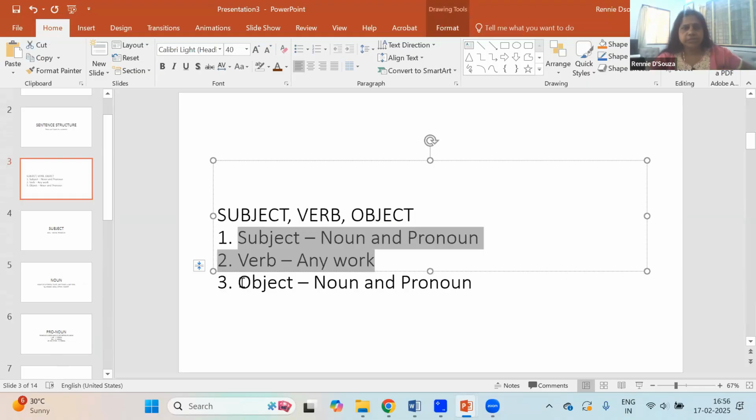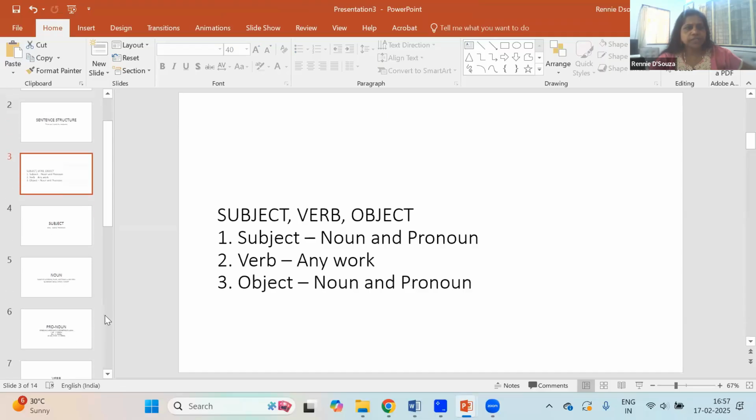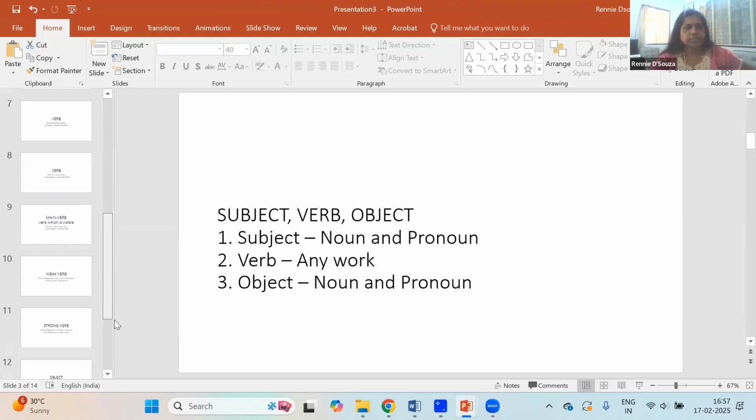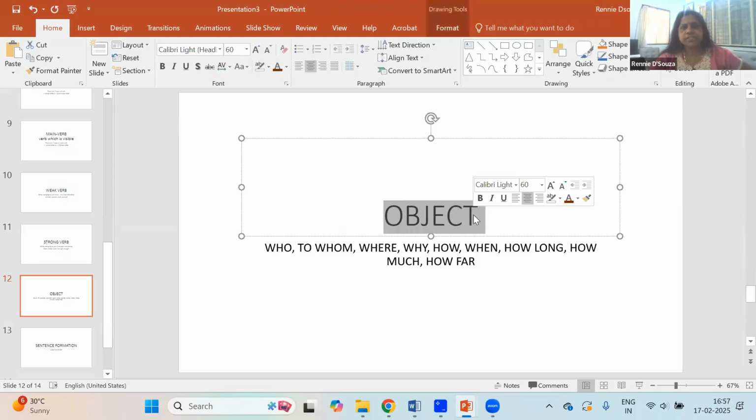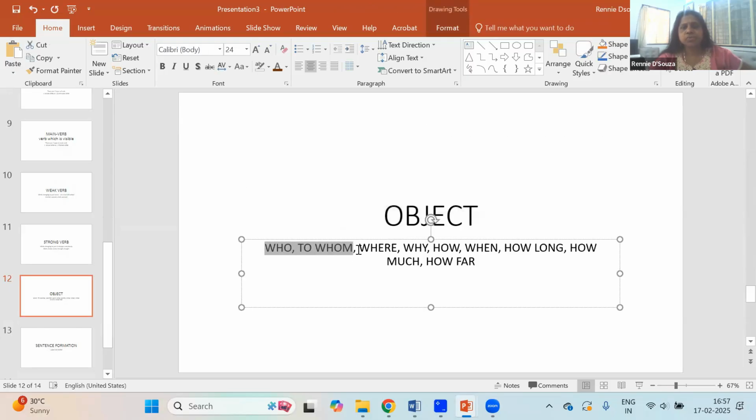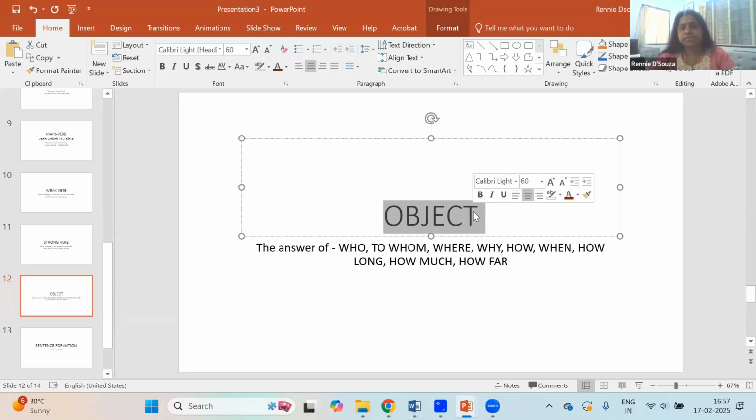Now we have seen subject and verb. Now let us see about object. Object is the third and final part of a sentence. And in that we see that it consists of the answer of who, to whom, where, why, when, how long, how much, how far. All these will be answered in the third part of a sentence. That is nothing but the object.